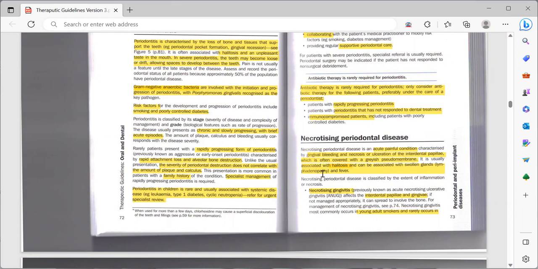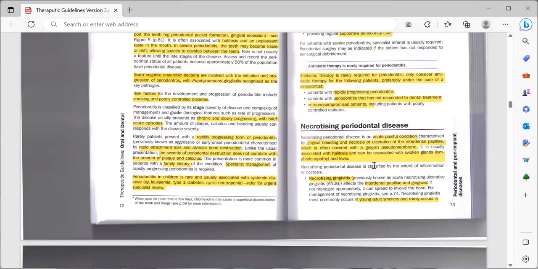It is usually associated with halitosis, which means bad smell, and can be associated with swollen glands. So if you try to palpate the glands, they would be swollen and the patient would have fever. It means the patient would have systemic signs. Necrotizing periodontal disease is classified by the extent of inflammation.